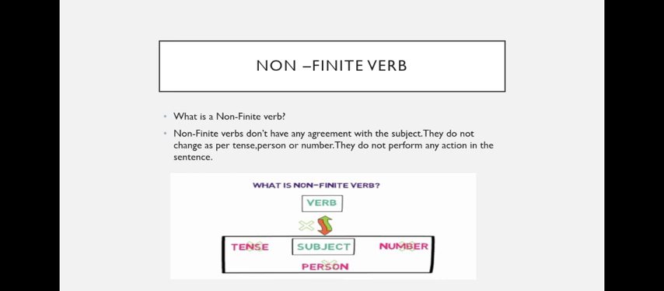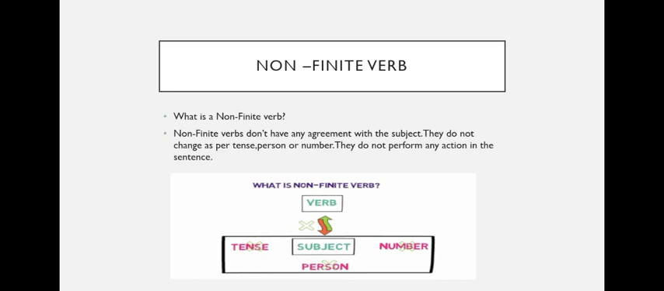So, what is a non-finite verb? Non-finite verbs don't have any agreement with the subject. We have seen in the previous video that finite verbs have an agreement with the subject, right? And there are three parameters where they go into agreement. Now here, non-finite verbs don't have any agreement with the subject, which means they do not change as per tense, person, or number.